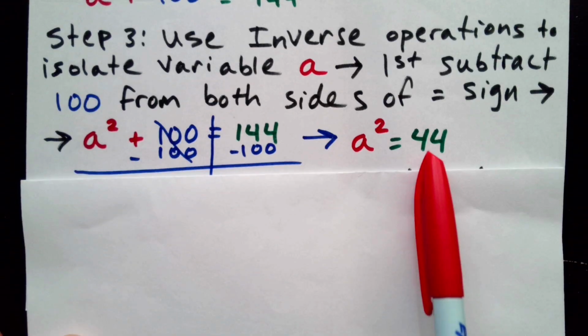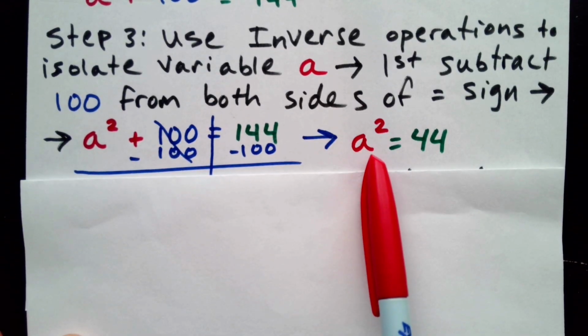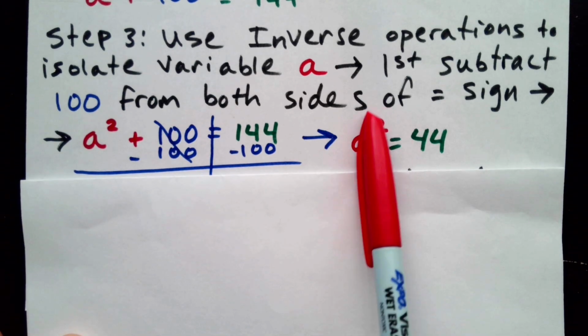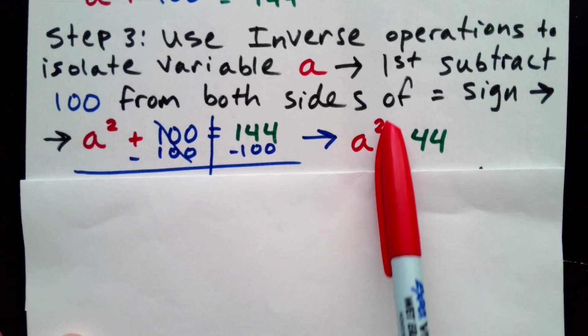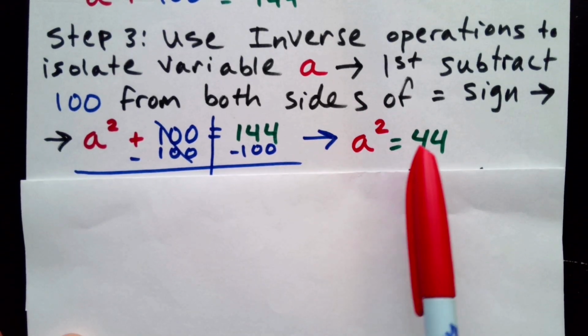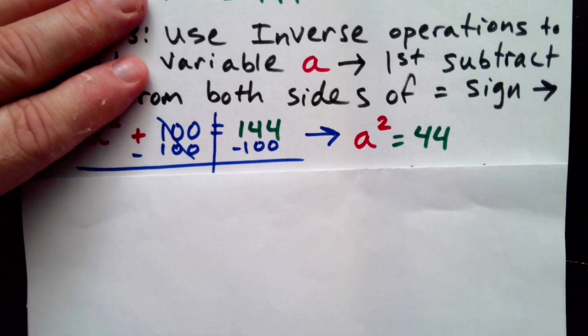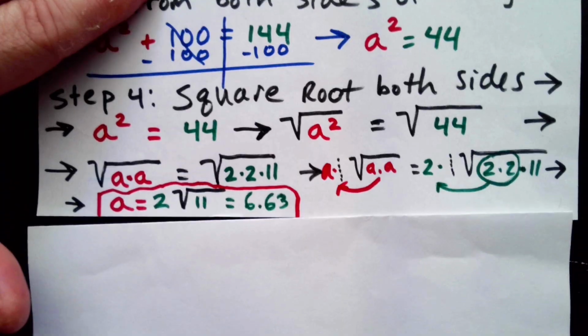We have one more step we need to take here. We have to isolate the A variable, so we want to eliminate this power of 2. The inverse operation to this power of 2 is to take the square root. But what you do to one side of the equal sign, you have to do to the other side of the equal sign. So let's go ahead and take a look here at step 4.